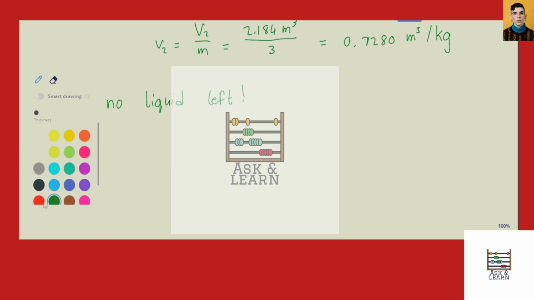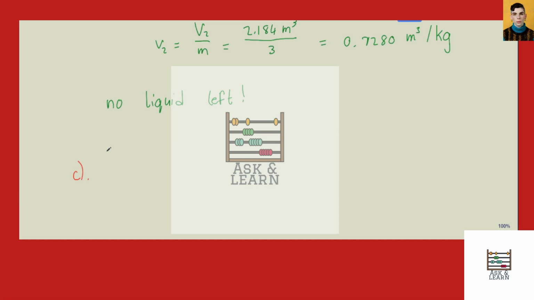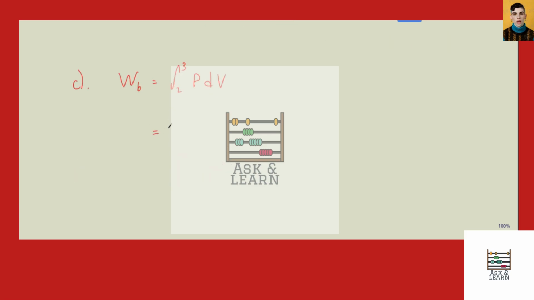Now, for part C, no work is done during process 1-2 since we have a constant volume, V1 equals V2. The pressure remains constant during process 2-3, and hence we can calculate the work done for this changing volume. The boundary work, W, is the integral from 2 to 3 of P dV. So this is the constant pressure P2 times the volume V3 minus the volume V2.